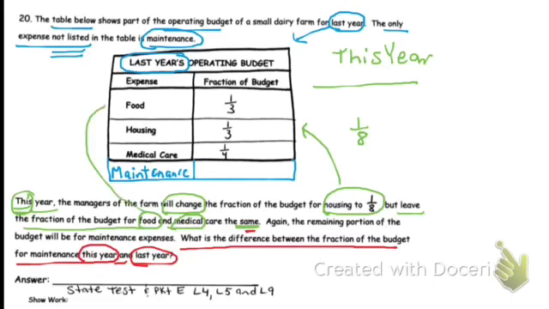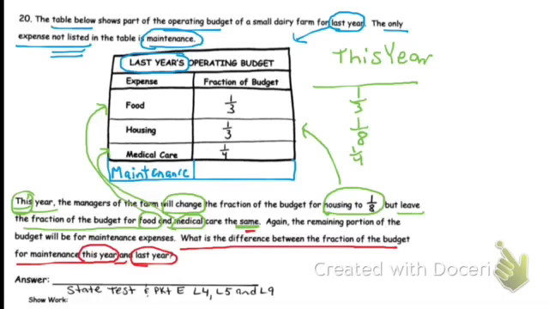I know that food is going to be the same, and if food is the same, it was 1/3, so it will stay 1/3. I know that medical is going to be the same, and here's where the medical is. If it's 1/4, medical will stay 1/4. Okay, so I have that portion of this year's budget. I'm going to go ahead and put my lines in to make it look like a table. And what else do I know? I know that the remaining portion of the budget will be for maintenance again.